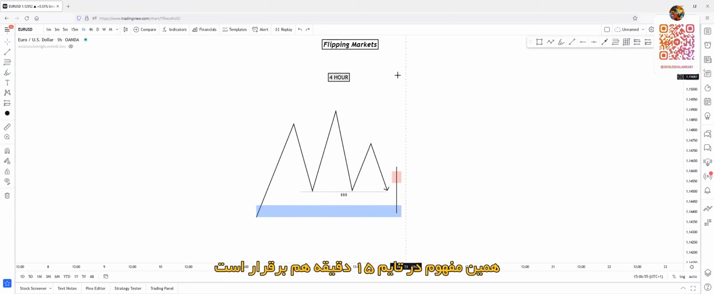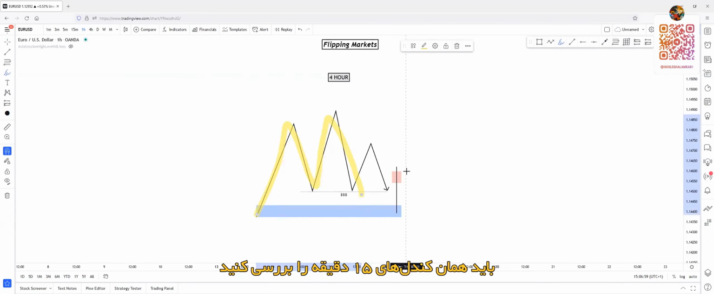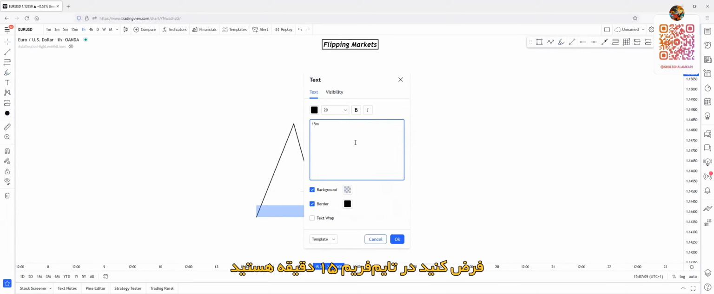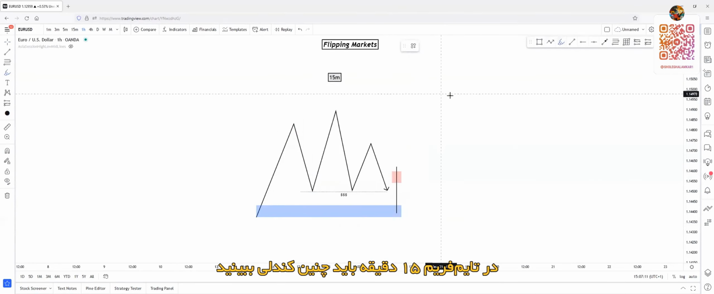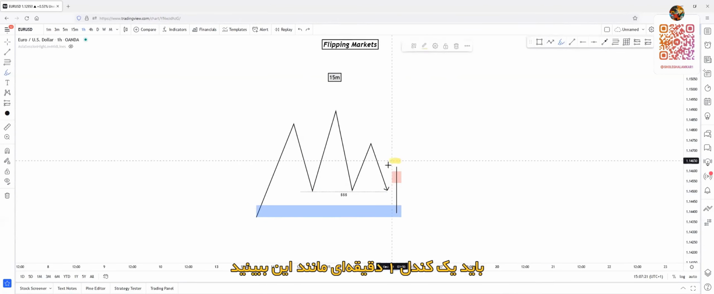But the same concept goes for the 15-minute time frame. So if this is a 15-minute structure, then you will want to see a 15-minute candle and wick do something like this. So you are on the 15-minute, I will just write it, the 15-minute. And on the 15-minute, you want to see a 15-minute candle do something like this. If you are on the 5-minute, you want to see a 5-minute candle do something like this. If you are on the 1-minute, you want to see a 1-minute candle do something like this.